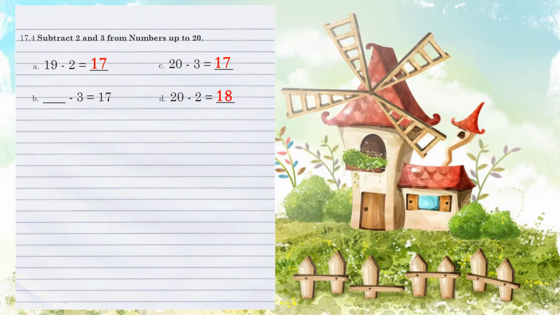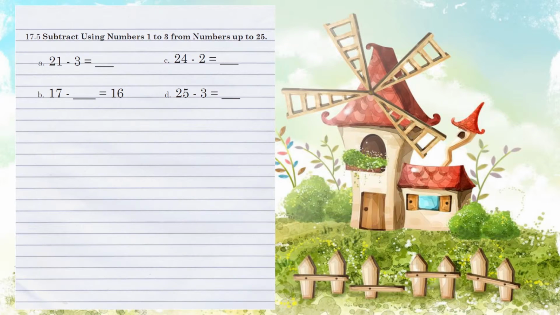Example B. What number minus 3 would equal 17? Remember, the number here has to be bigger in order to subtract and get a smaller number. So that basically means we're taking our answer and going backwards from subtracting, which is adding. So 17, 18, 19, 20, there's our 3 spots, means we had to start with 20 in order to get an answer of 17.